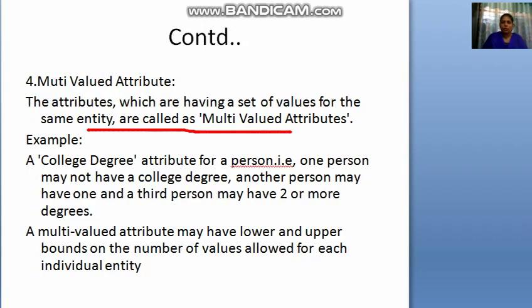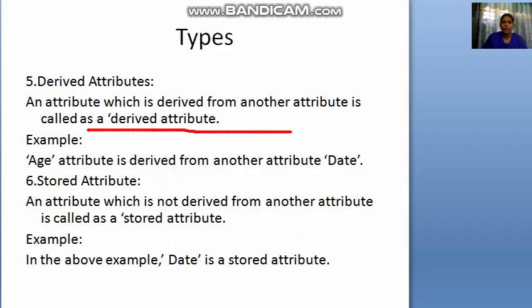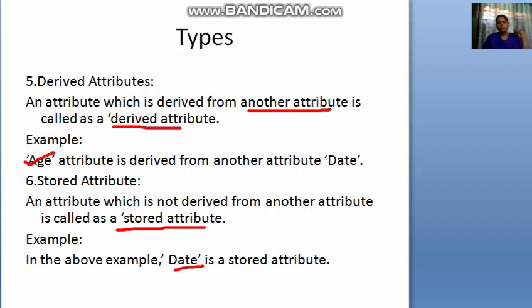As I have told about the phone number. Now derived attribute: an attribute which is derived from another attribute is called a derived attribute, like age. Stored attribute: an attribute which is not derived from another attribute is called a stored attribute, like date of birth. It means there is no interdependency.